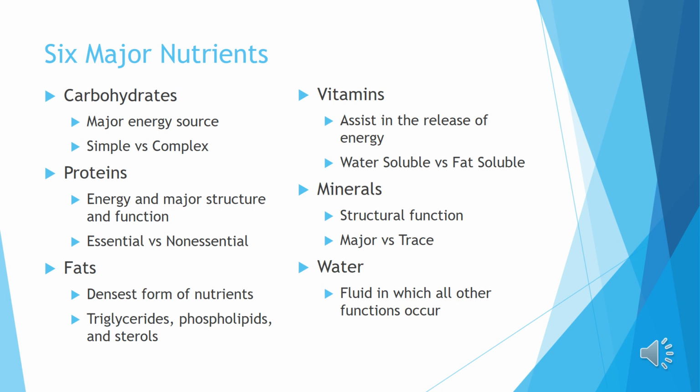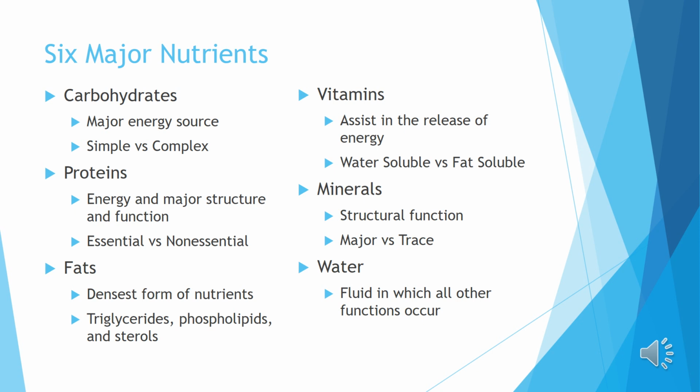We'd like you to get all of these 6 major nutrients in your diet. And then we absolutely cannot forget about water. We'll talk about fluid and electrolyte imbalances. We'll talk about dehydration. Our body can't function without water. It is the fluid in which all of our other functions occur. So we'll talk about how we can tell if somebody's dehydrated. We'll talk about foods that contain water if somebody doesn't like to drink a lot.